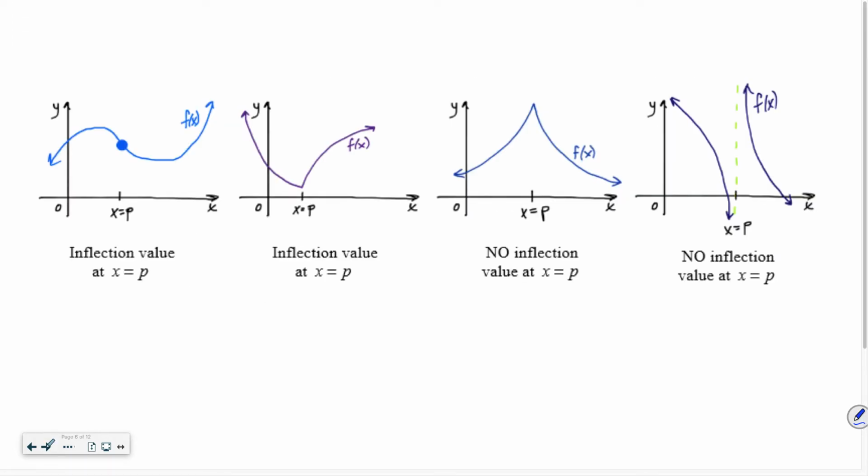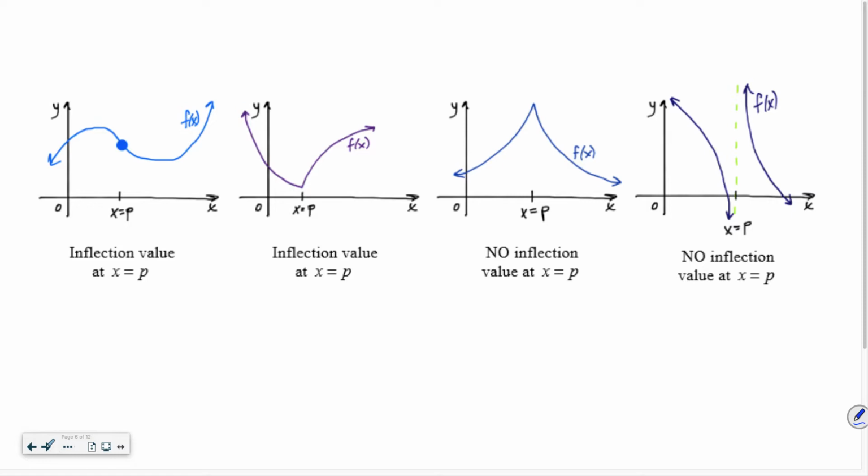Here, our second derivative is 0, and our concavity changes, so we have a point of inflection. Here, our second derivative is undefined. We go from concave up to concave down. We have a point of inflection. However, here, our second derivative is undefined at P, but do you notice how the concavity stays the same? We would not call that a point of inflection because the concavity stays the same to the left as to the right.